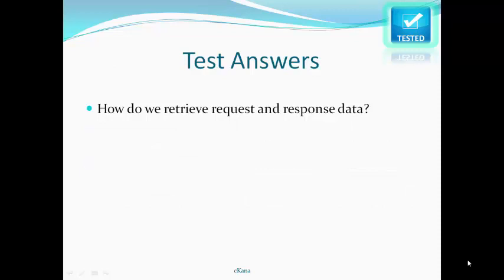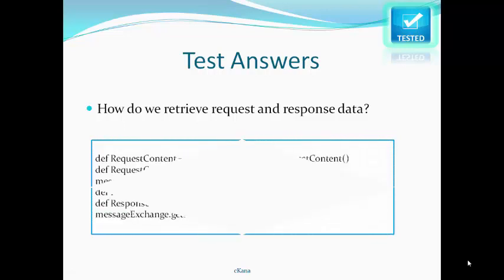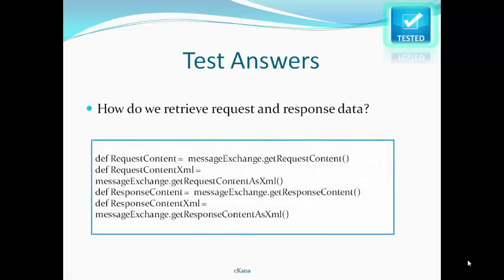Okay, now we come to the test answers. How do we retrieve request and response data? This is the code. We use the getRequestContent and getRequestContentAsXml, and getResponseContent and the corresponding getResponseContentAsXml functions, and we can get the request and response data as shown in the code. We use the message exchange object, and these are the corresponding methods of that object.